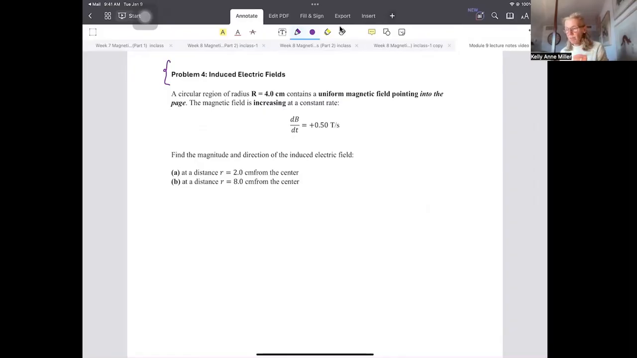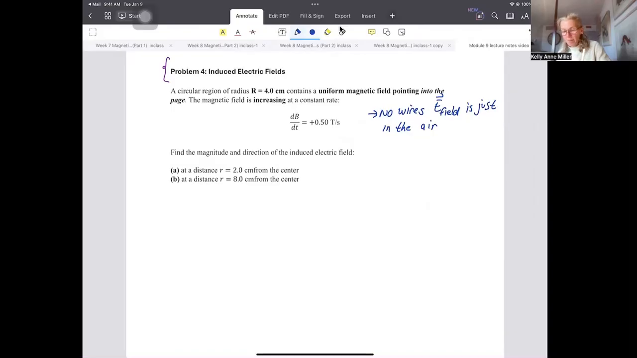Okay, let's write out some things that we know. There are no wires here. This is just empty space. But that is okay with induced E fields from changing magnetic fields. That's one of the special things. You don't actually need wires for an E field that is induced from a changing B field. So no wires, E field is just in the air. That's important to note.